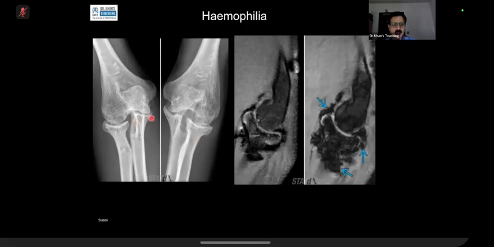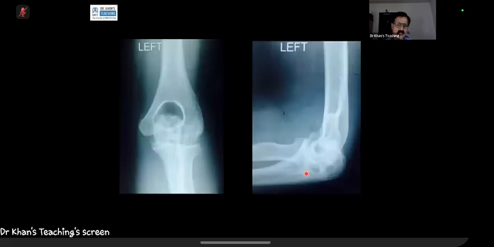Now, a few other examples. This is another one in which a bit of expansion is there, and on an MR, on a gradient echo sequence, there is low signal in keeping with bleed. So if they show you an MR, and this is also true for another entity in joints, which is PVNS, pigmented villonodular synovitis. I think the terminology is now changed, but most of the people still use this. You should ask for a gradient echo sequence to pick up hemosiderin, which will cause blooming artifact. And so that is the MR world.